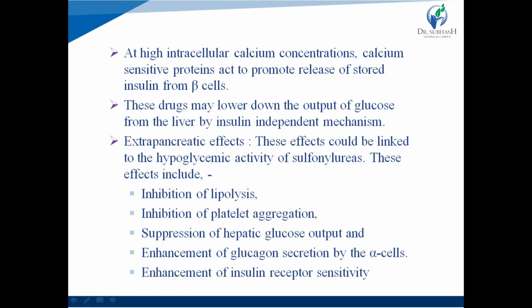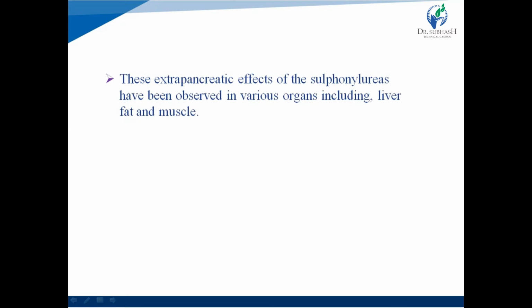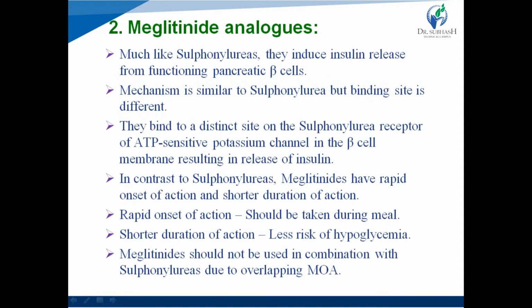Other than these, there are actions known as extrapancreatic effects, and these effects include inhibition of lipolysis, inhibition of platelet aggregation, suppression of hepatic glucose output, meaning glucose output from the liver is suppressed, enhancement of glucagon secretion by alpha cells. Glucagon also causes output of glucose from the liver, and this glucagon secretion from alpha cells is enhanced, and enhancement of insulin receptor sensitivity. These extrapancreatic effects of sulfonylurea are observed in various organs including liver, fat and muscle.